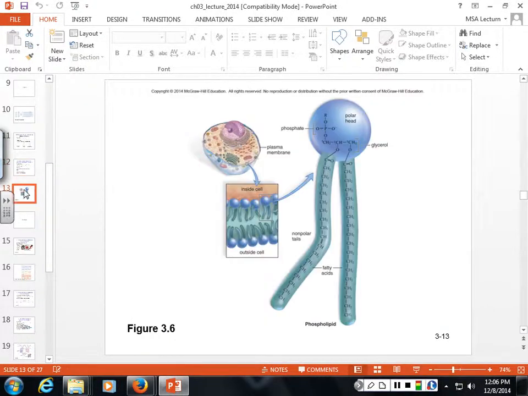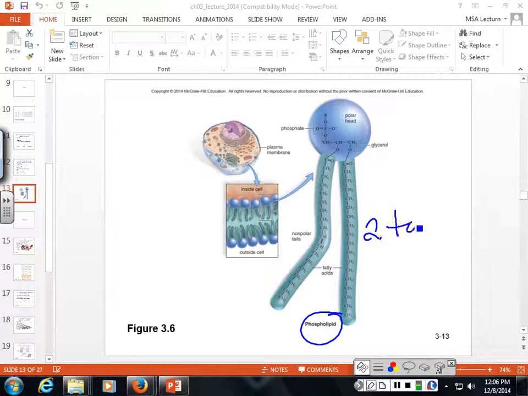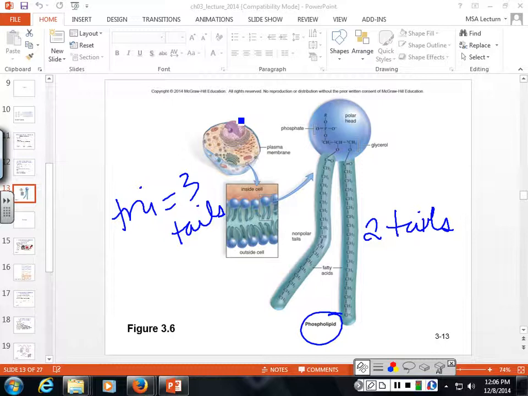So here is a phospholipid. What do you notice about the difference between a phospholipid and a triglyceride? So phospholipids have 2 tails. Oh, sorry. And then our triglyceride had 3 tails, right? So it's just a modified version of a triglyceride. And I wanted to show you what the plasma membrane looks like. It's the head of the phospholipid and then the little tails.